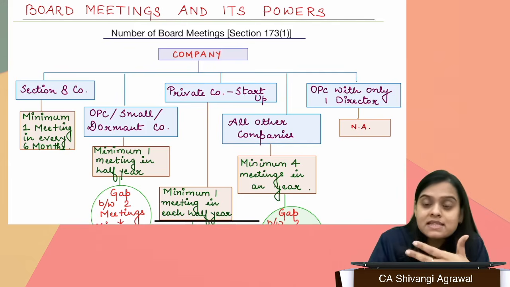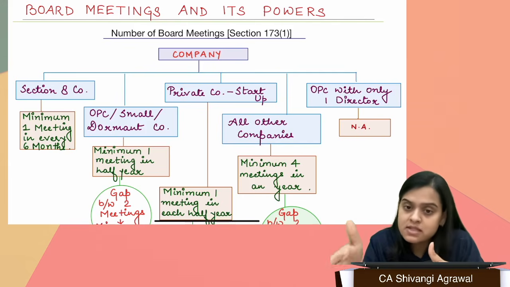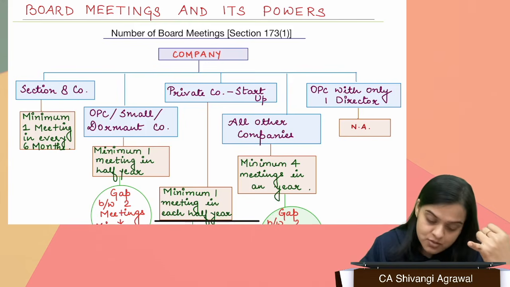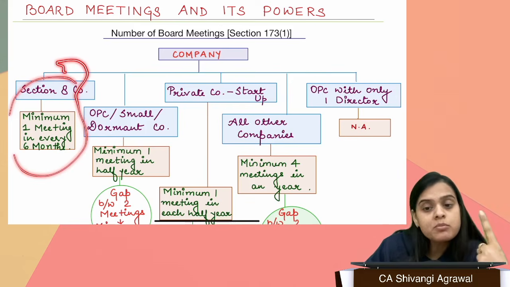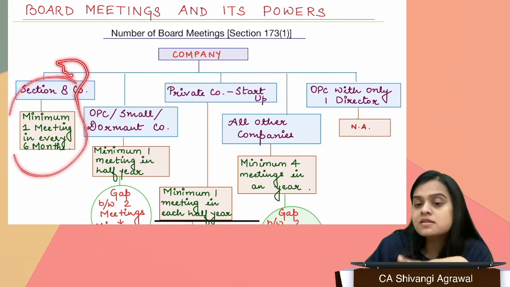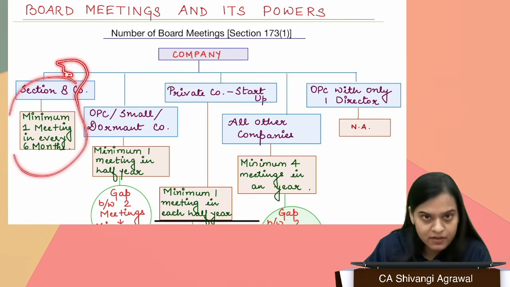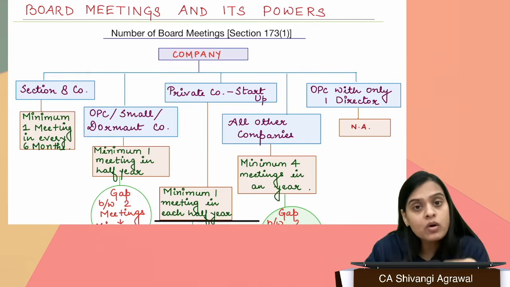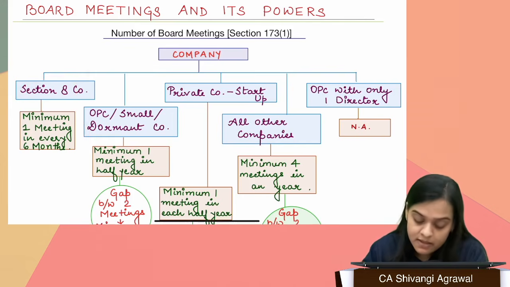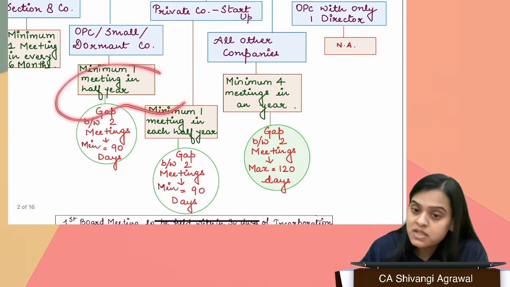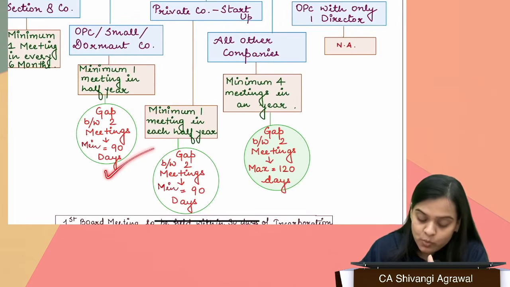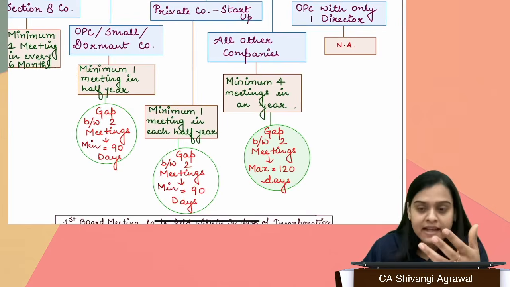Now, there are certain exemption benefits granted to certain types of companies. First, when we talk about a section 8 company, if a minimum of one meeting is held in every 6 calendar months, it is completely fine. Secondly, we come to OPC, small company, dormant company, and startup private company: then a minimum of one meeting in half year, and the gap between two meetings should be at least 90 days.